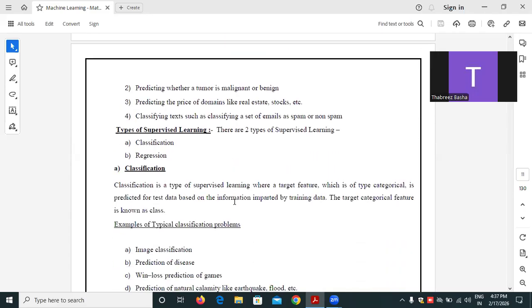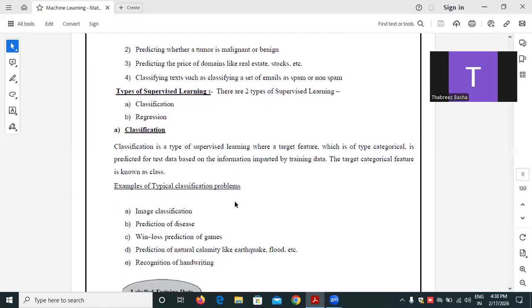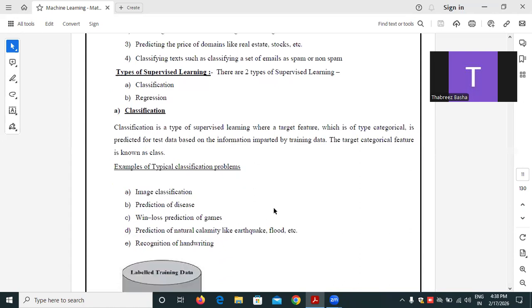Classification model is a type of supervised learning. The target feature is categorical and is predicted for test data based on the information imparted by training data. The target categorical feature is known as a class. Some examples: image classification, prediction of diseases, win-loss prediction of games, prediction of natural calamities like earthquakes and floods, and recognition of handwriting. These are all observations.